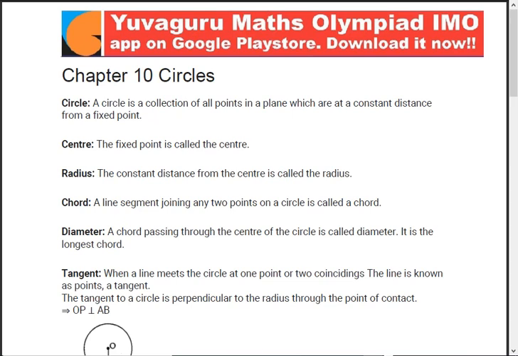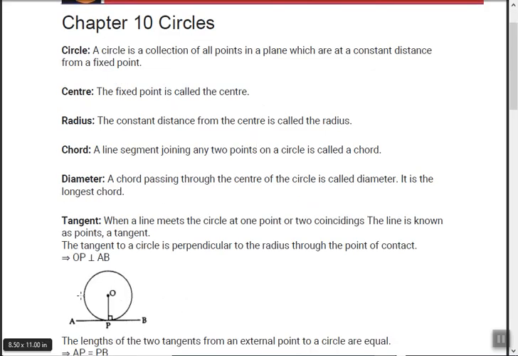So let's move on to the topic, circles. The topic is easy, only 3 theorems are important in this. Few of the things you might have already studied in your earlier standards. So circles, what is a circle? A circle is a collection of all points in a plane which are at a constant distance from a fixed point. See, this is a circle.